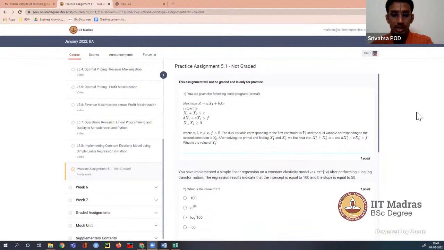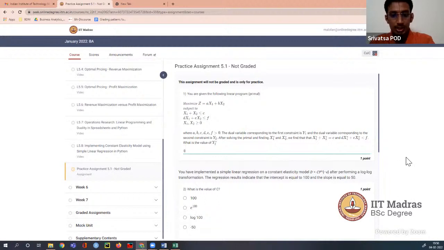So now the question is, what is the value of y2 star? If you had looked at the lectures, this would be a straightforward question. Since there is some slack capacity or resources available with you, y2 star will be 0. Since you have it already, you are not going to go out and purchase that resource. Therefore, y2 star is 0.